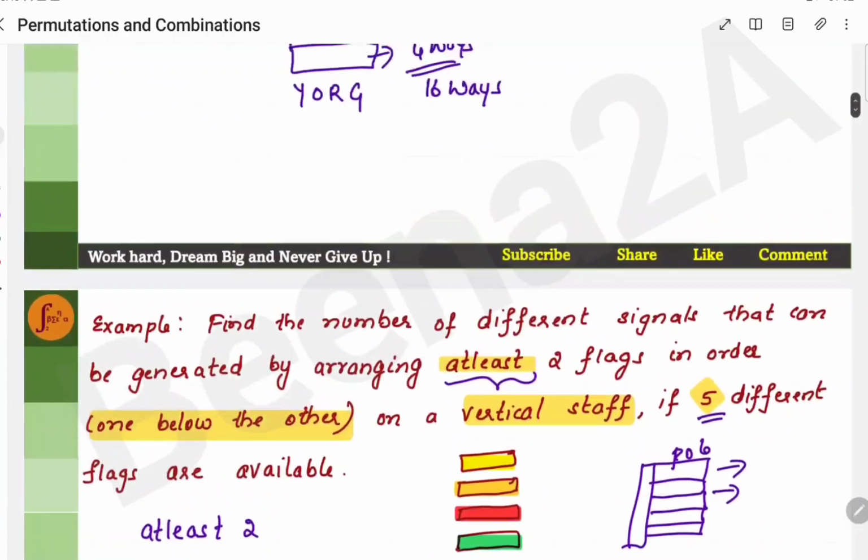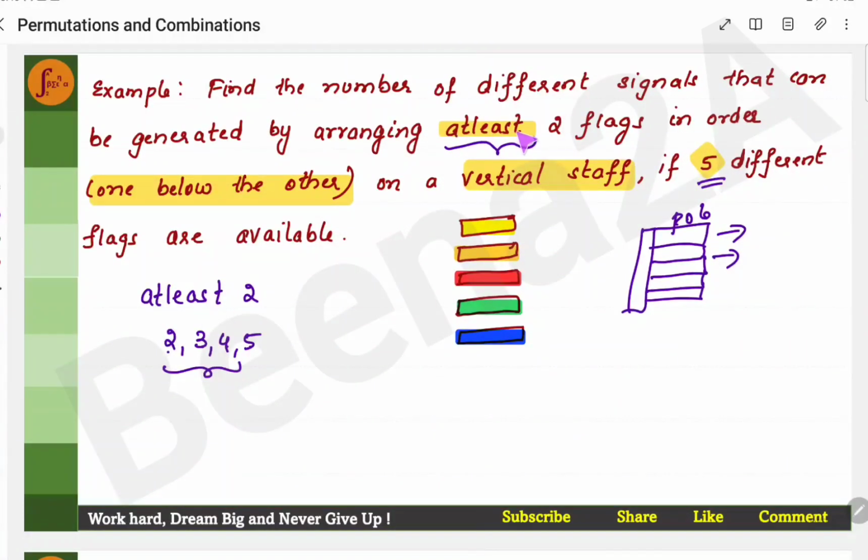So basically, since you could have at least 2 flags, you could have 2 flags, 3 flags, 4 flags, 5 flags. So if I find combinations for each of these, 2 flags, 3 flags, 4 flags, 5 flags, and then add everything, I'll get 320 ways as the answer.